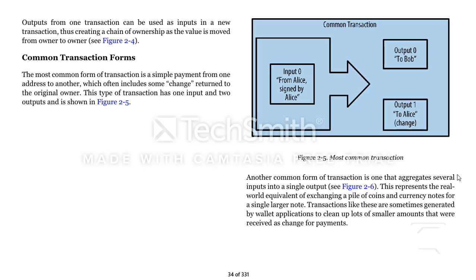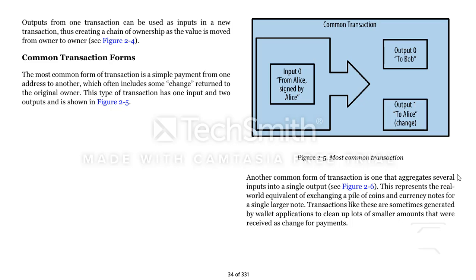The most common form of transaction is a simple payment from one address to another, which often includes some change returned to the original owner. This type of transaction has one input and two outputs and is shown in Figure 2-5. Most common transaction.